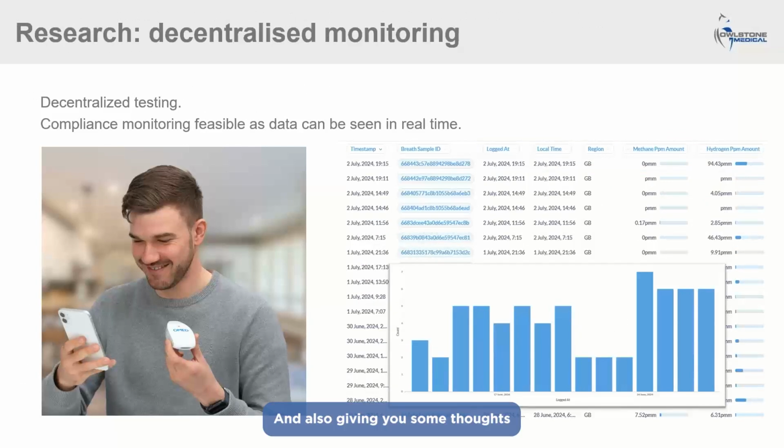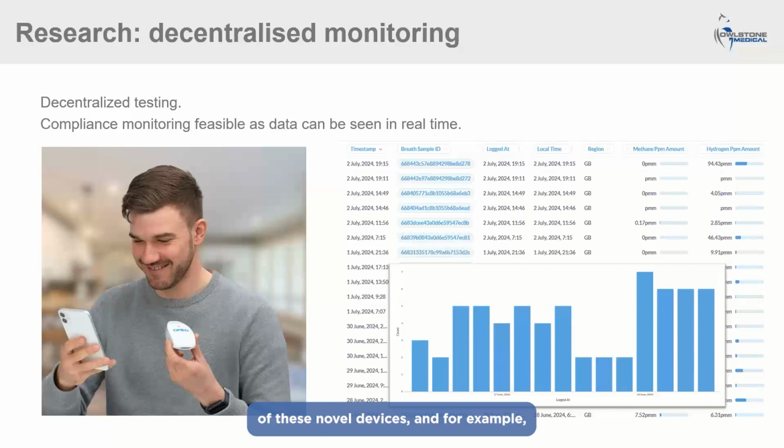And also giving you some thoughts about how you can use this technology to actually look at the efficacy of, for example, probiotic, prebiotic, postbiotic, wherever your intervention might be in the context of research.